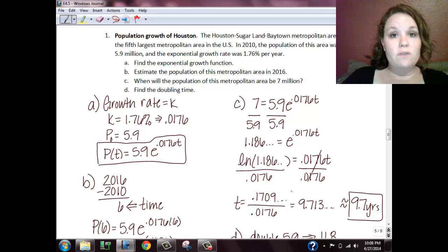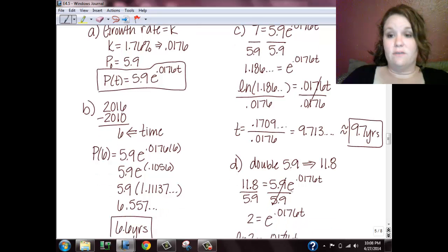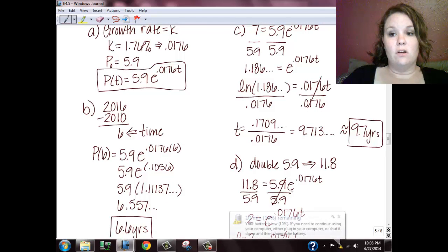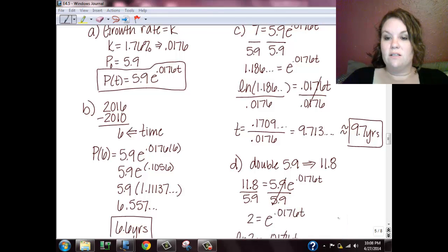First thing we do is get rid of the coefficient on our exponential base, which is the 5.9. When I divide that off, make sure you leave all those decimal places in your calculator. So we get 1.186 and a whole bunch of other digits is equal to e to the 0.0176t. Then we take ln of both sides to get rid of the e, simplify on our calculator, and divide off the 0.0176. Once we do that, it's roughly 9.7 years it will take to reach 7 million. And then the last part, part D, is kind of the same idea.